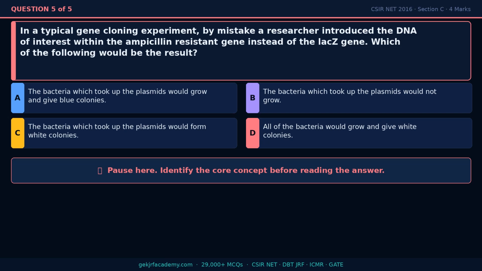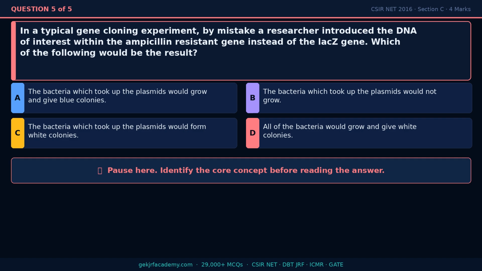Question 5. In a typical gene cloning experiment, by mistake, a researcher introduced the DNA of interest within the ampicillin-resistant gene instead of the lacZ gene. Which of the following would be the result?